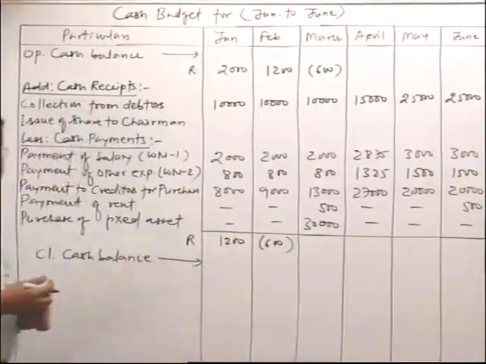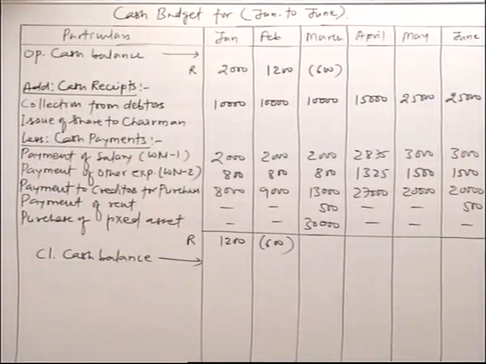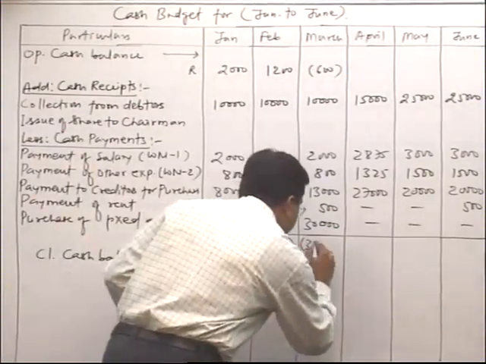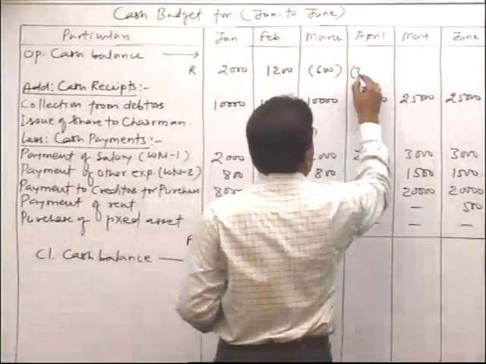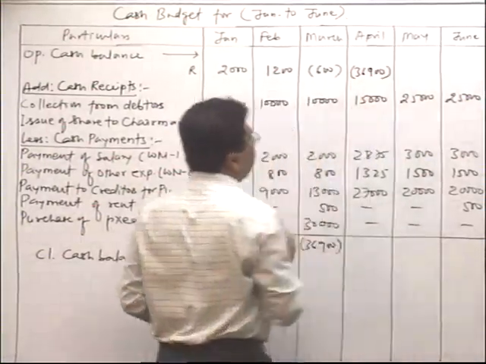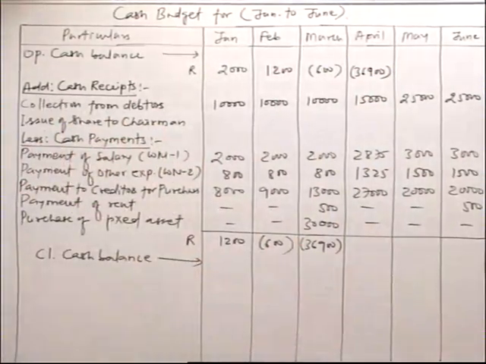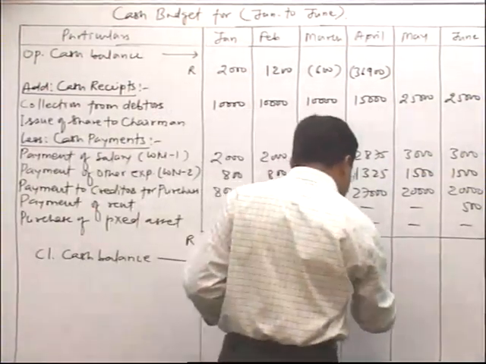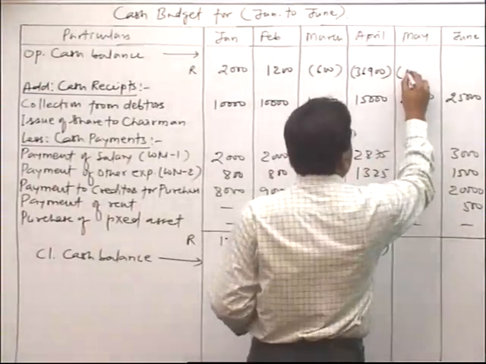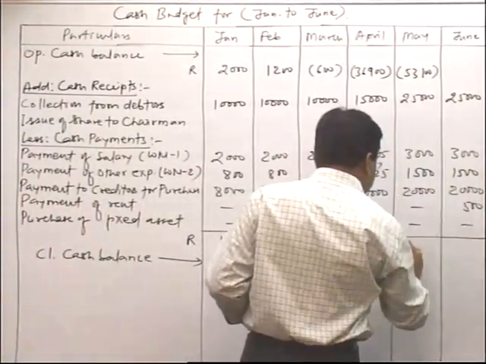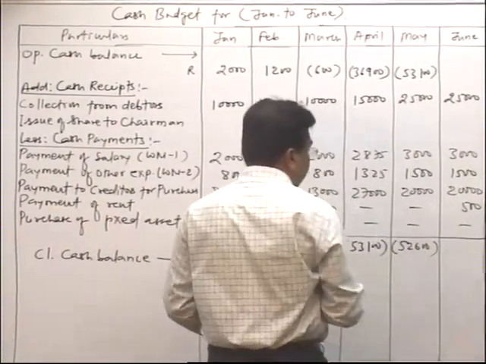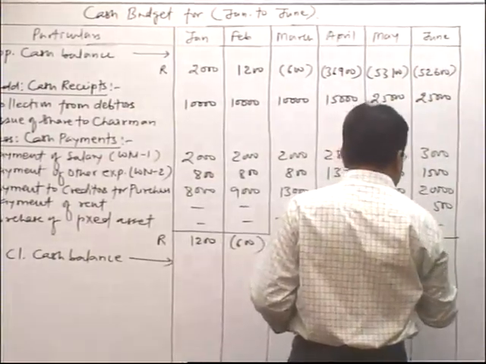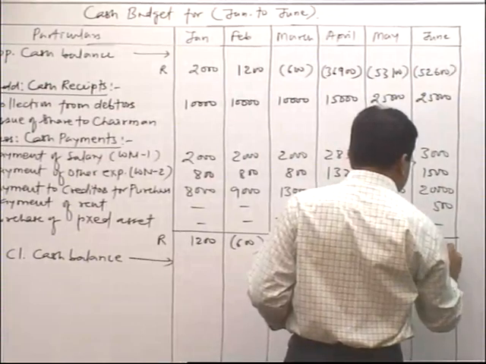Please go on doing like that. Then in March it is 36,900 OD. In April the overdraft will be 53,100. In May it will be 52,600 OD overdraft, and in June also it will be 52,600 overdraft.